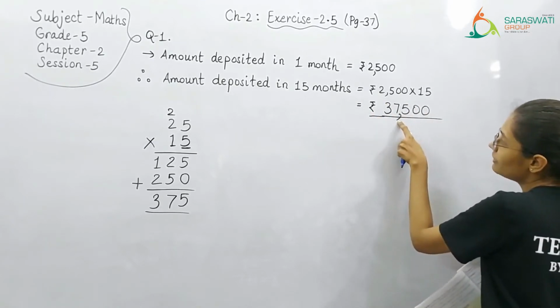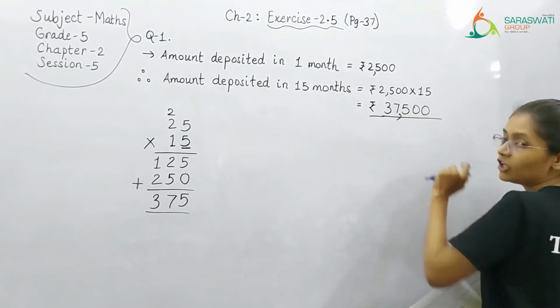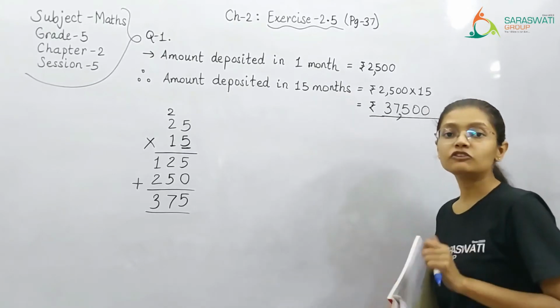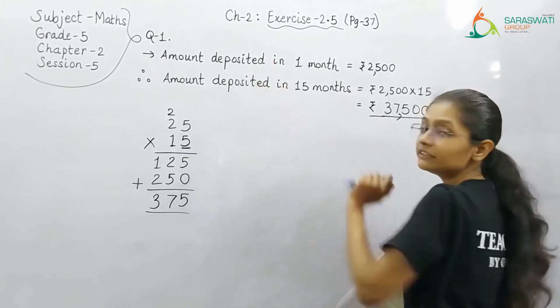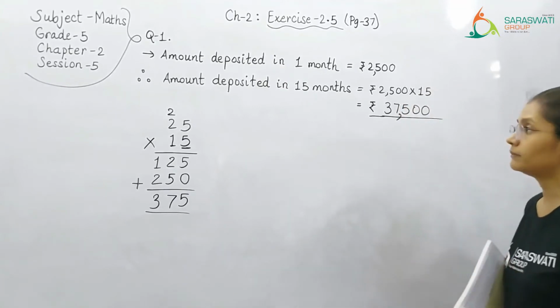Putting the comma over here, we have rupees 37,500 which are deposited in 15 months, right? So students, you will write the statements in this manner and perform the calculation in this manner for question 1.